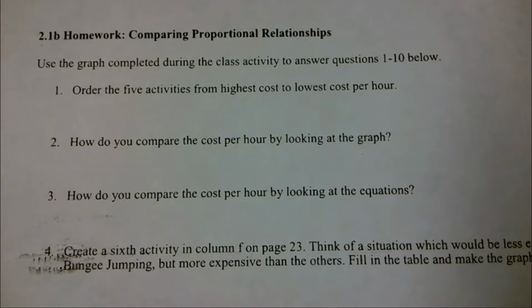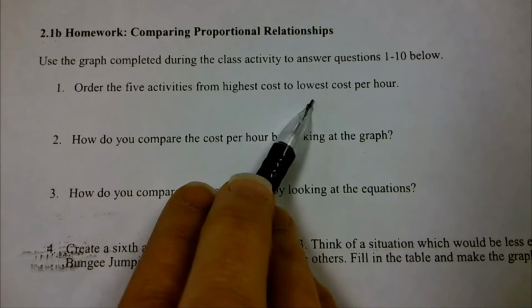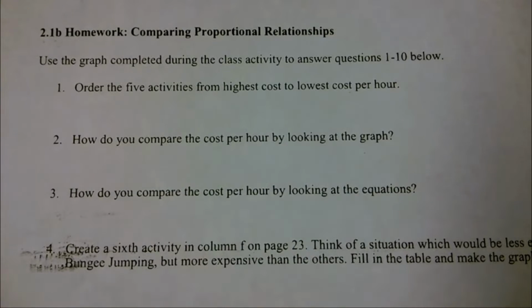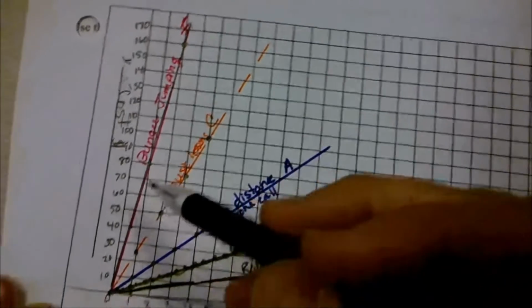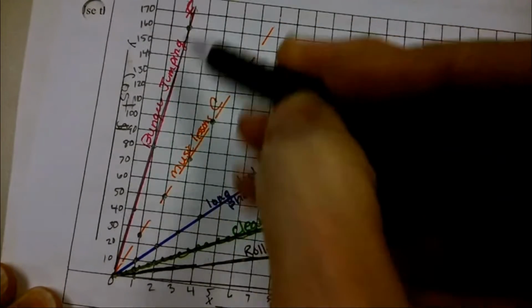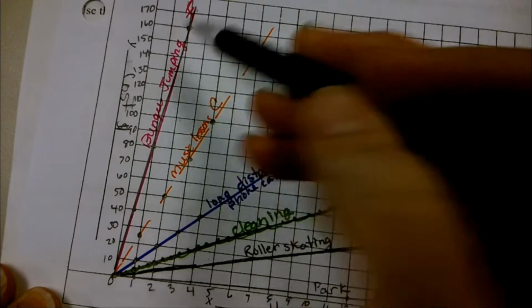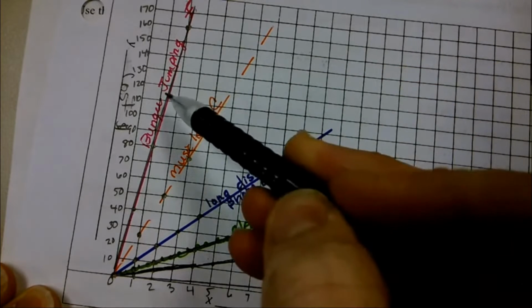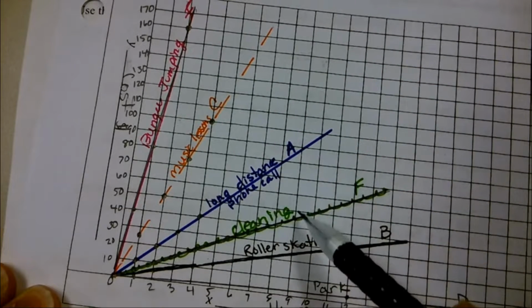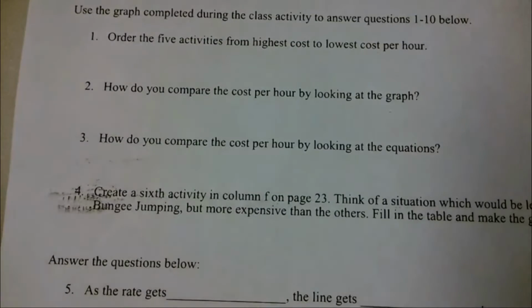So for number 1, it says order the 5 activities from the highest cost to the lowest cost per hour. Well, what that looks like, if you take a look, the highest cost is going to be bungee jumping because the slope of that line, or the degree that it goes up on an incline, is the highest. So really what you're going to be doing is listing them this direction. So bungee jumping, music lessons, long distance, cleaning, roller skating. So let's go ahead and write that down.